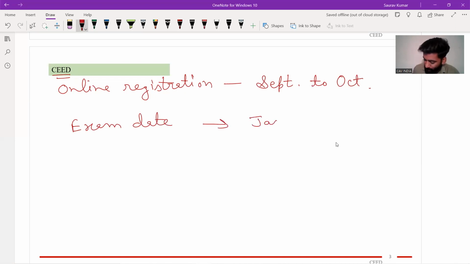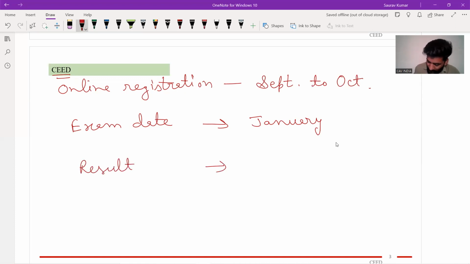After that, the exam date is in January, towards the end of January. This year it was on 23rd January. It's a 3-hour duration exam. So in the morning from 9 to 12, that would be the exam time.